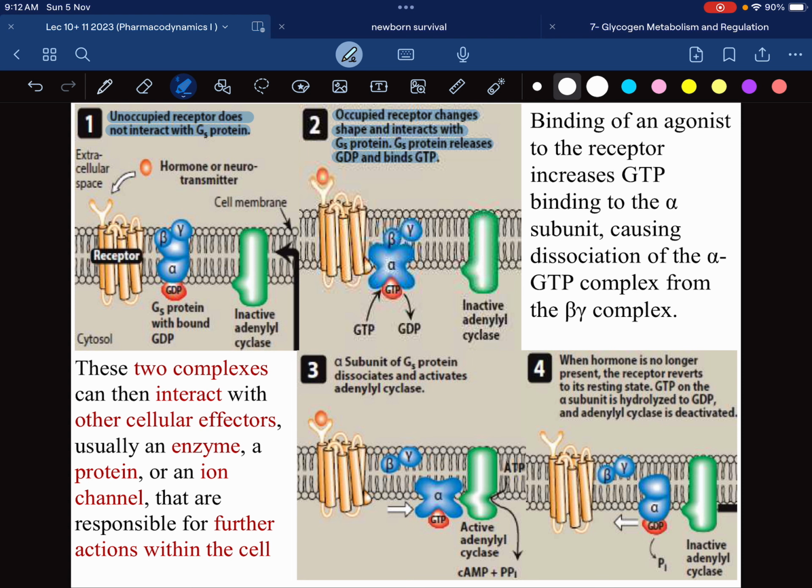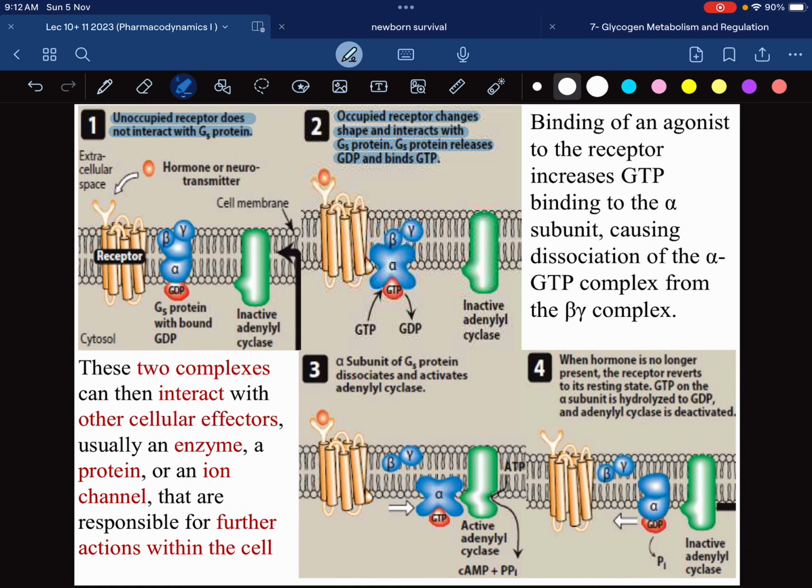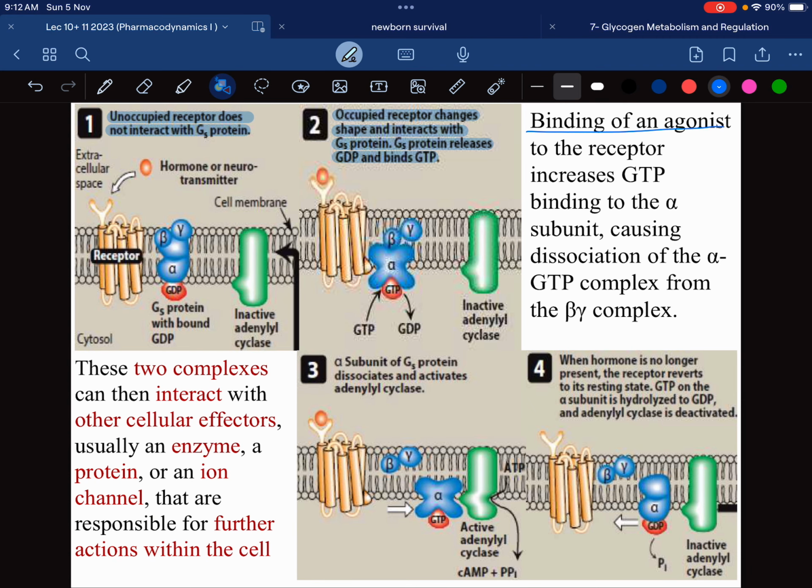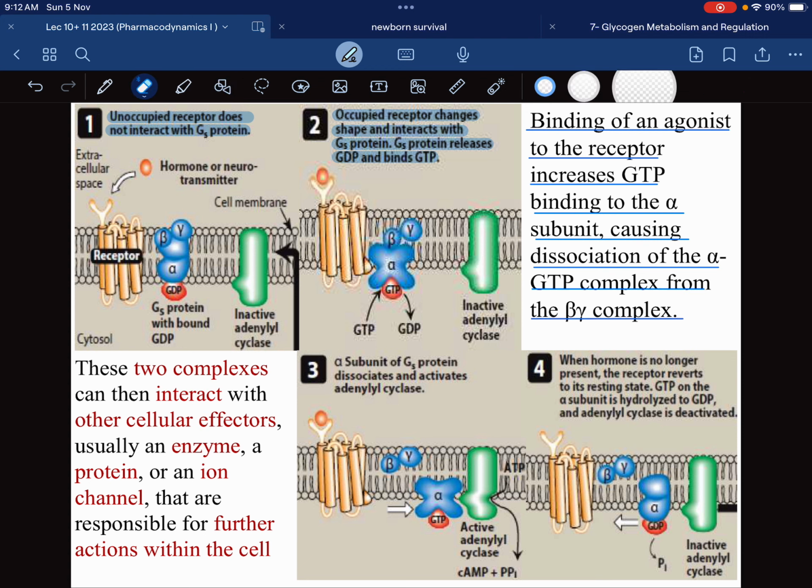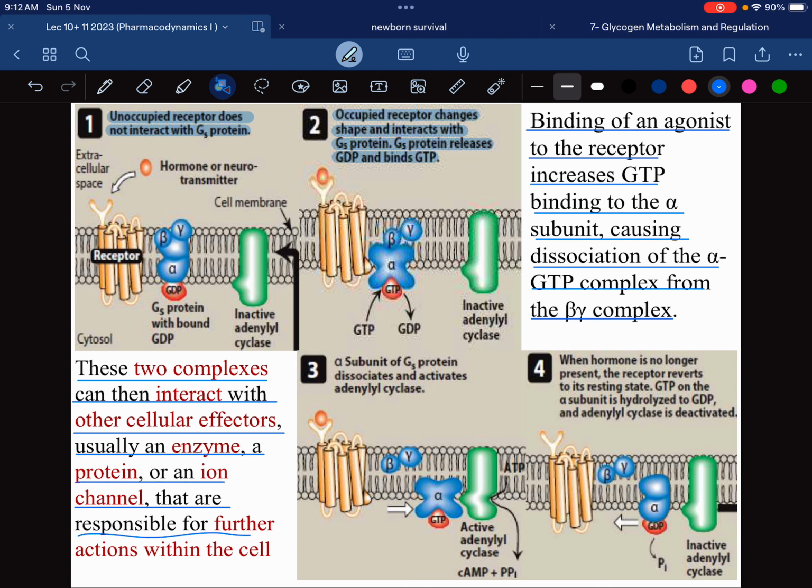After that, binding of an agonist to the receptor increases the GTP binding to the alpha subunit, causing dissociation of the alpha GTP complex from the beta gamma. Because beta gamma is for anchoring, only the alpha subunit will move. The two complexes can interact with other cellular effectors, usually an enzyme, a protein or an ion channel, that are responsible for further action within the cell.